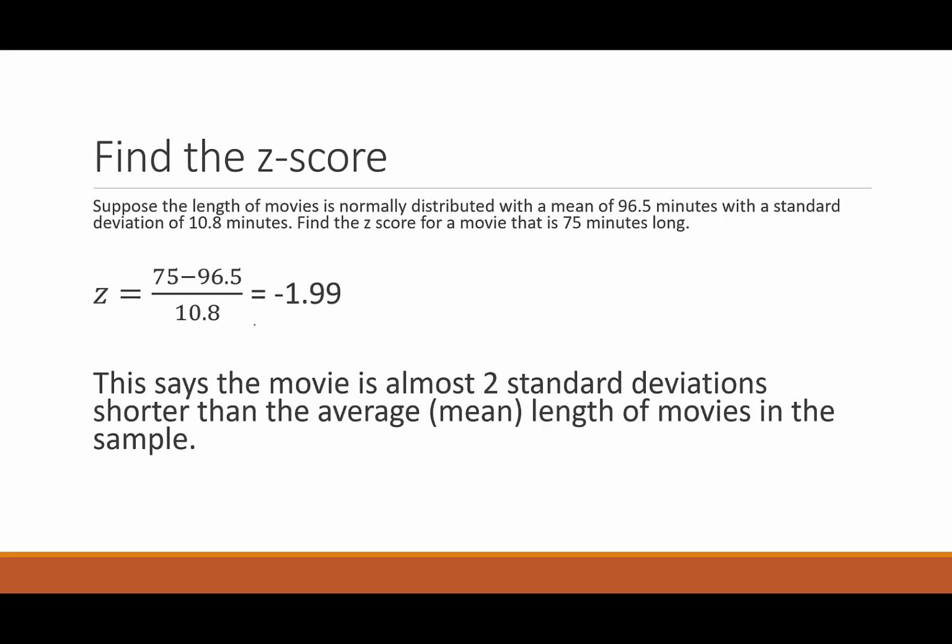So what does this mean? What does negative 1.99 mean? Well, it says this movie is almost 2 standard deviations shorter than the average mean length of movie times in the sample. So the negative says smaller, positive says larger, and that number that you get says how far away it is. So to show you a little bit more about that, I'm gonna go over to Desmos and kind of look at where this is located.